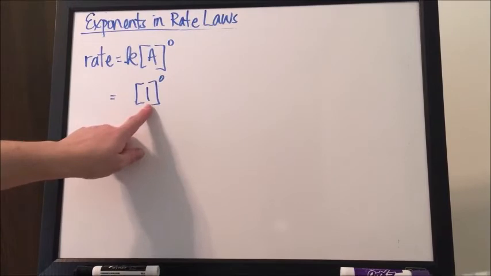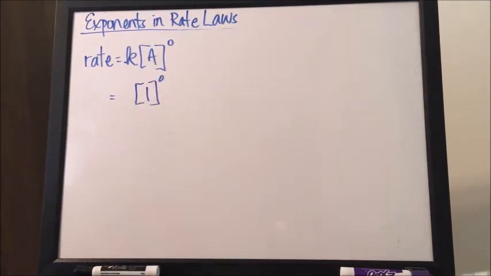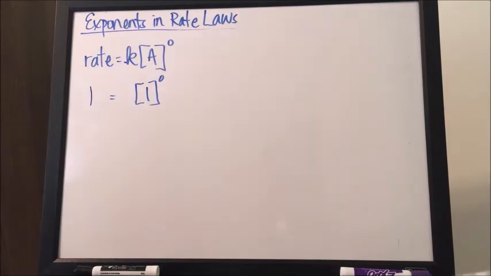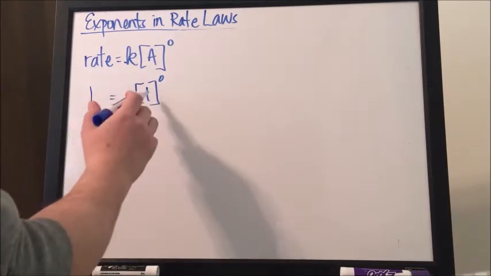Okay, so what's 1 to the 0 power? Well, anything to the 0 power is actually 1. I don't know how many of you knew that, but if you didn't, you can always check it on a calculator. Okay, so now let's pick something easy, like what happens if we double the concentration?